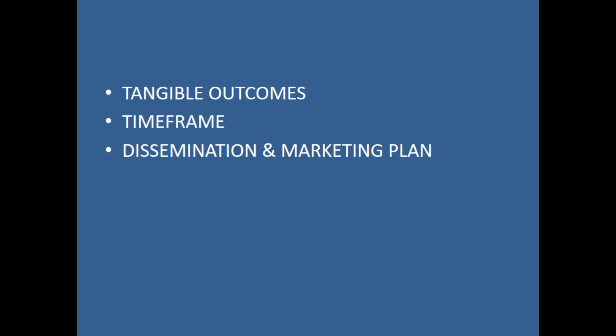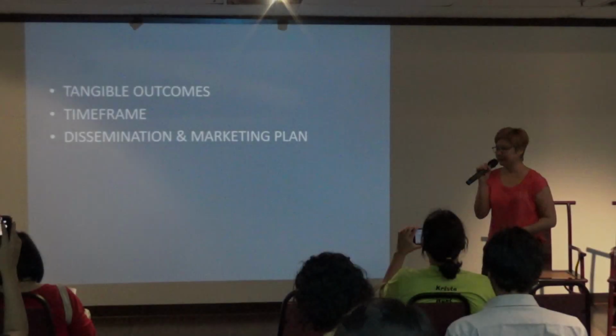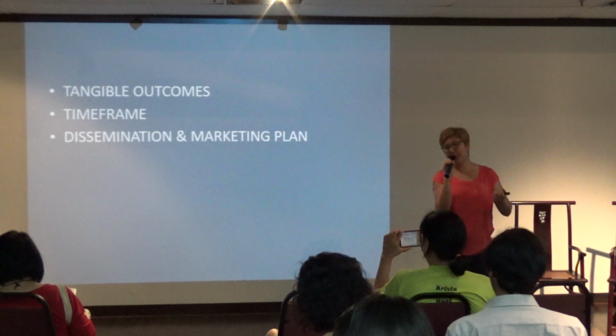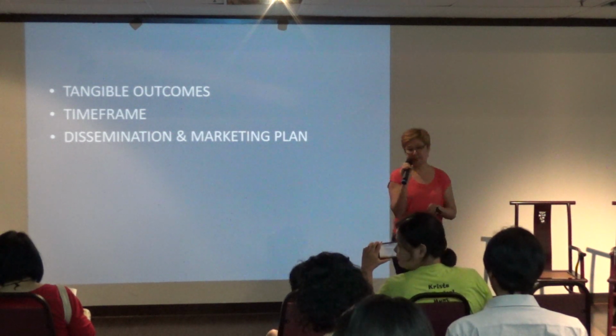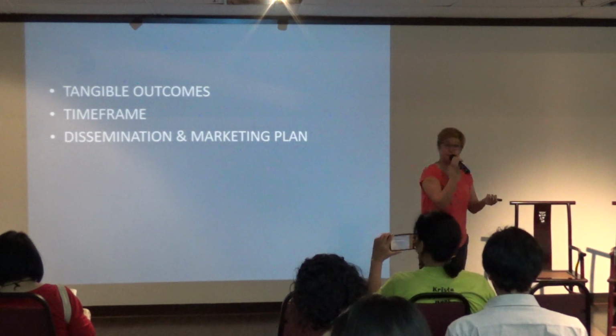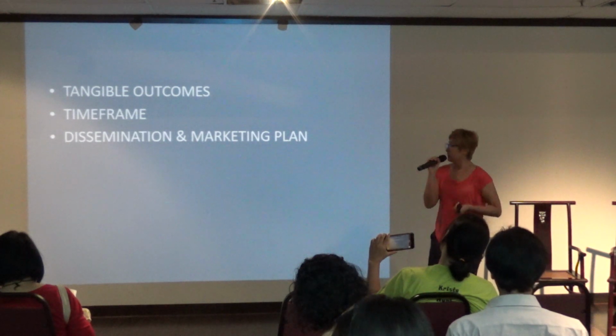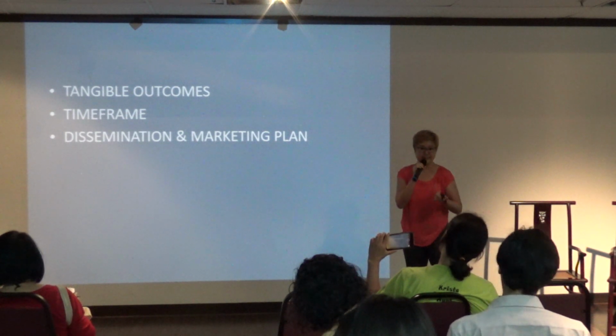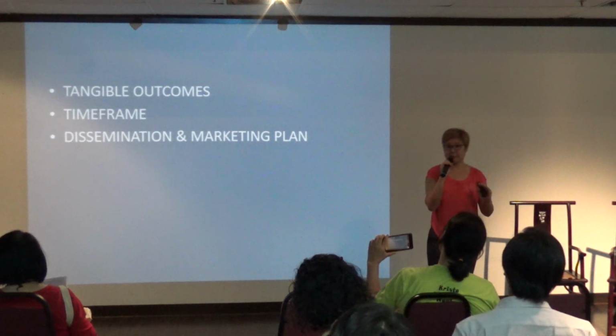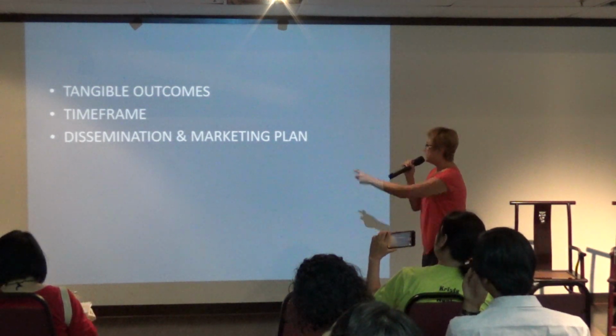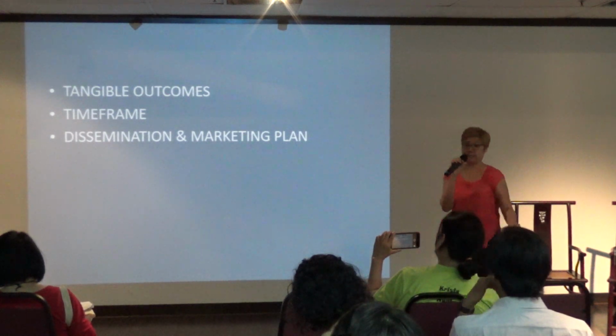Okay, and this is slightly more straightforward. This is dealing with things like tangible outcomes, time frame, and dissemination and marketing plan. Tangible outcomes are very clear. We will have 3 shows in November. Okay? We will have an exhibition by October. Our book will be published by December. So that is very needed in the proposal, like key outcomes. And time frame, when this is going to be done.